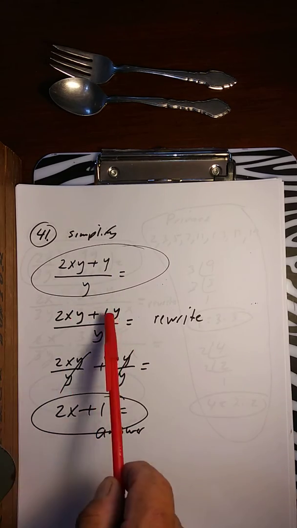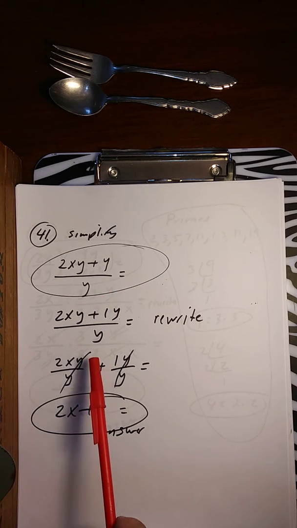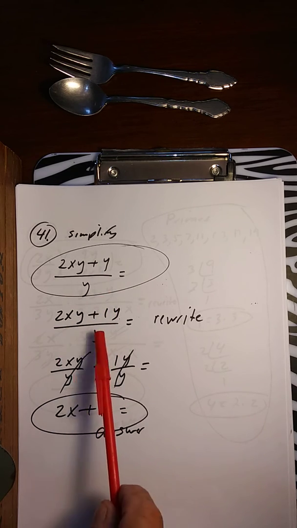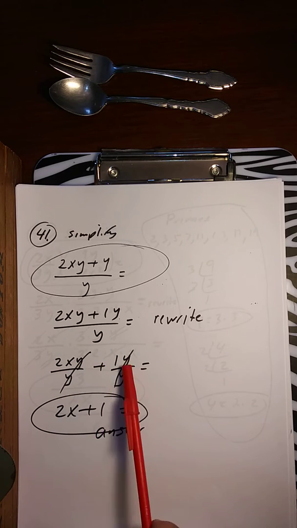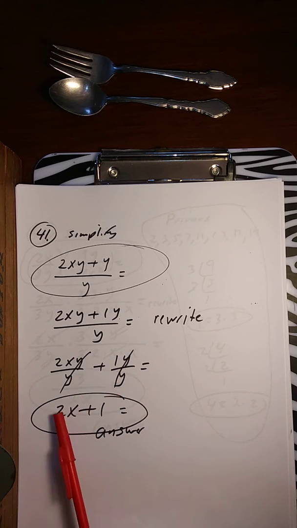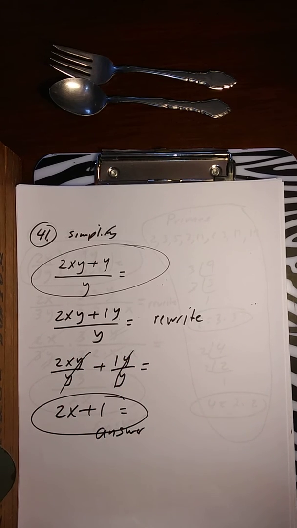Simplify this. Let's rewrite it with a 1 here. So now divide two fractions, this one and this one. This one cancels and this one cancels. So we have 2x + 1. That's it. We're done.